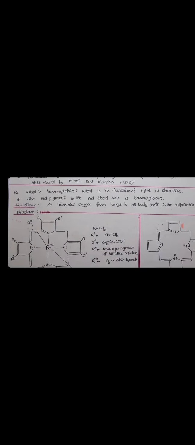What is hemoglobin? What is its structure? And what is its function? The red pigment in the red blood cells is hemoglobin. The function of hemoglobin is the transport of oxygen from lungs to all body parts in the respiration process. The structure is mentioned here. Nowadays we are not discussing all these structures in chemistry. You can see the iron plus 2 is the central metal ion.